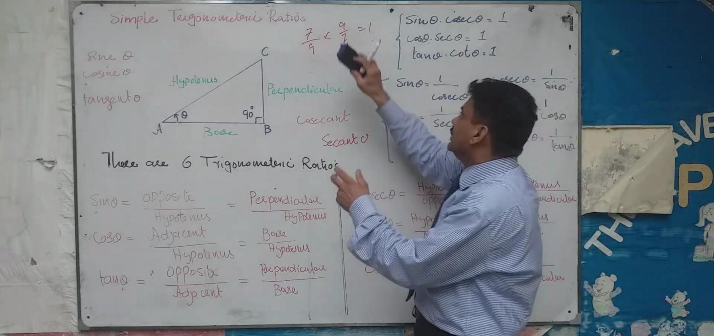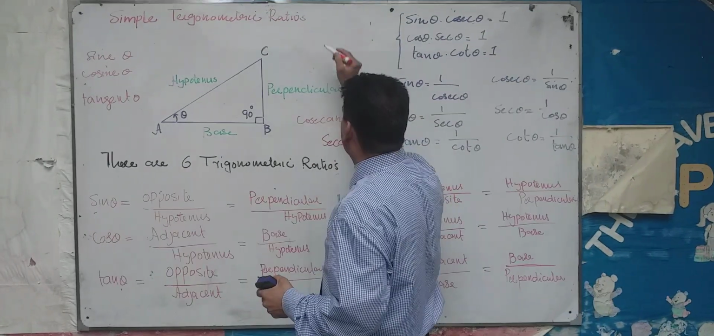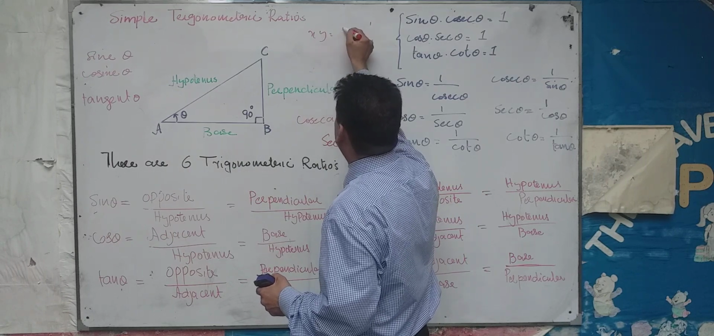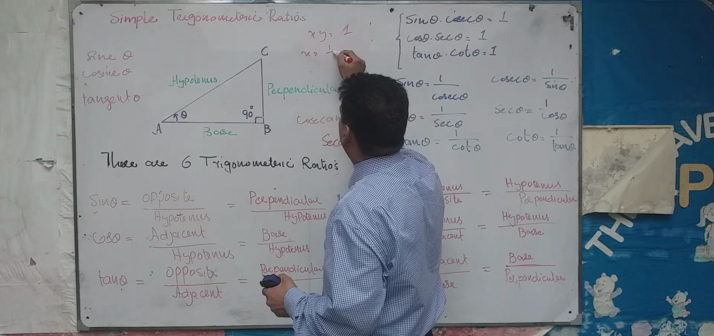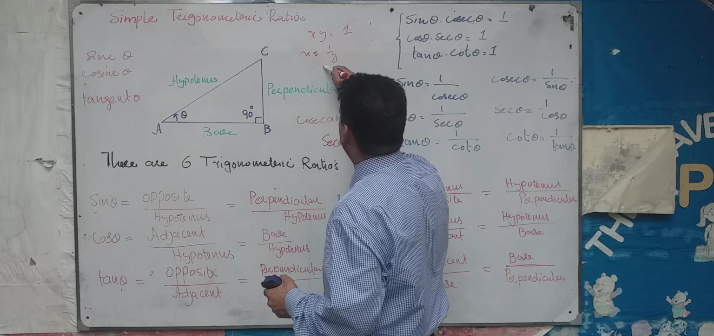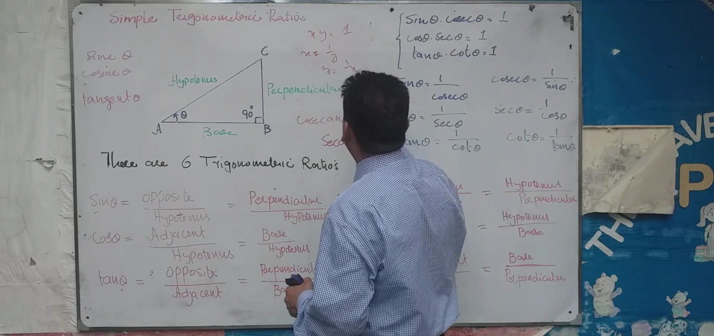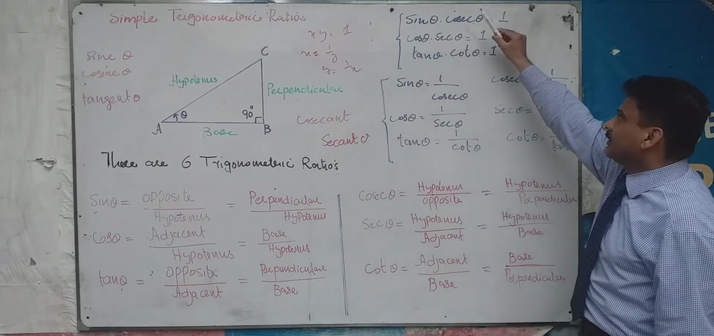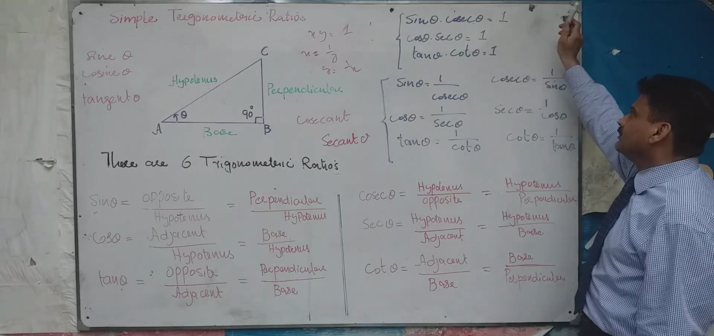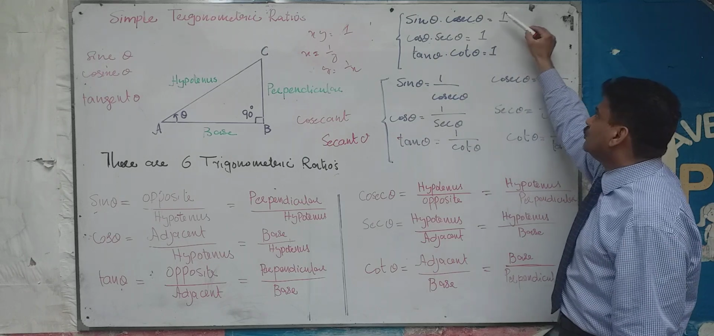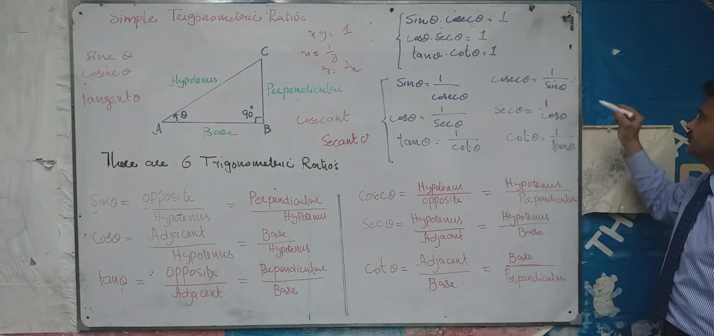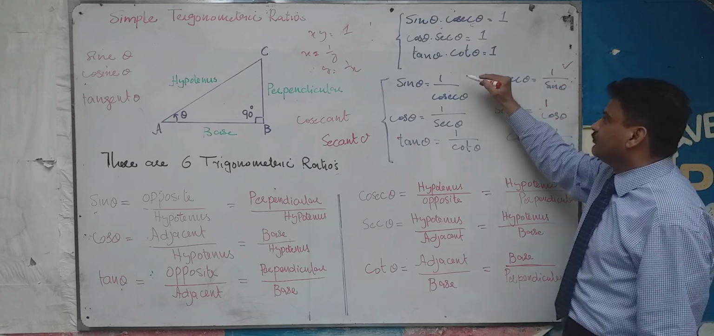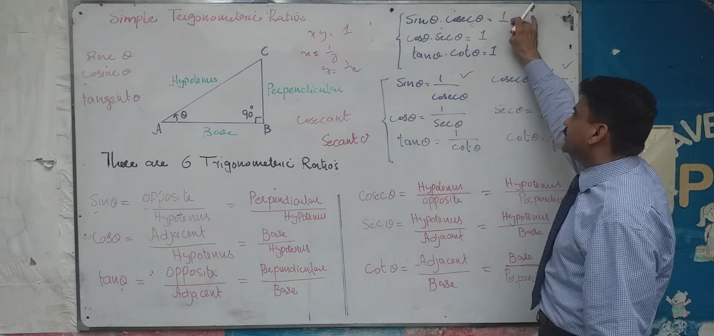For example, if x and y are two numbers whose product is 1, we will get x equal to 1 by y and y equal to 1 by x. Similarly, if sin theta multiplied by cosecant theta is 1, then sin theta is equal to 1 by cosecant theta and cosecant theta is equal to 1 by sin theta. These are two formulas obtained from this identity.